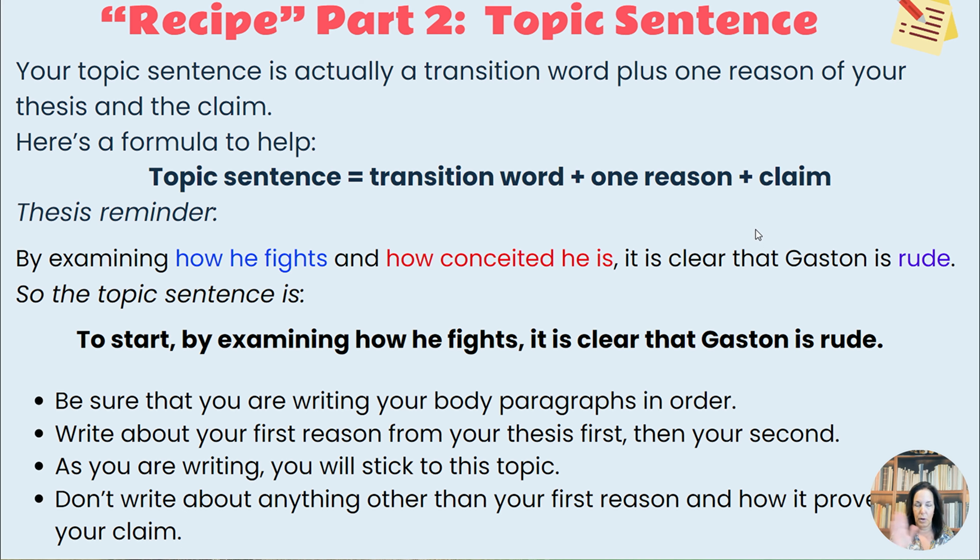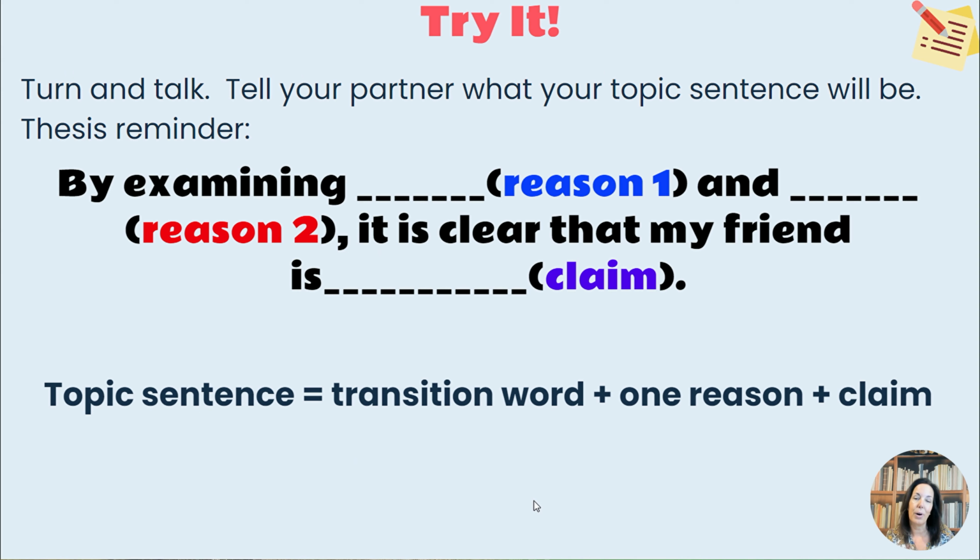So now you're going to try it. Turn and talk. Tell your partner what your topic sentence will be. Here's your thesis reminder. You're going to do it about your friend, though. Okay? So you're going to tell them the topic sentence, which is the transition word, one reason, plus your claim. Okay? Pause my video and turn and talk.